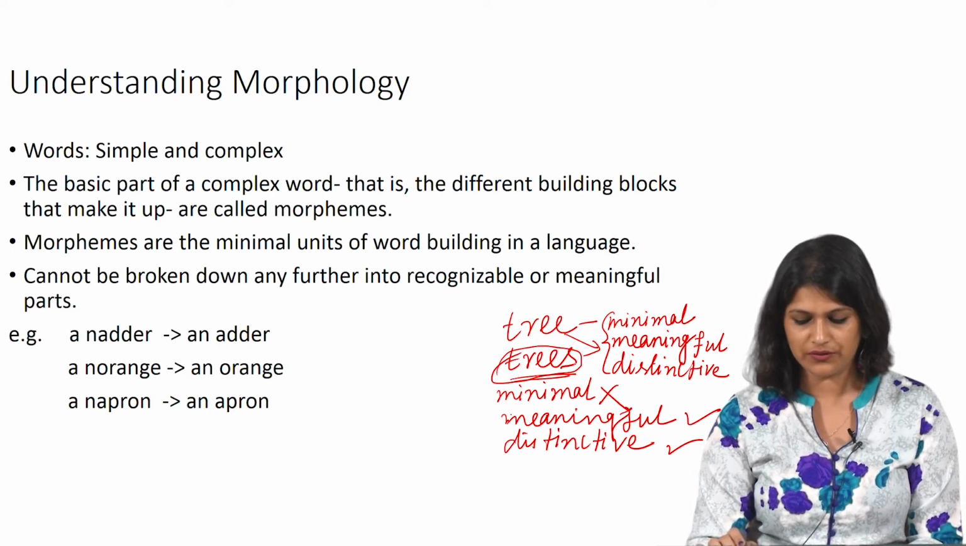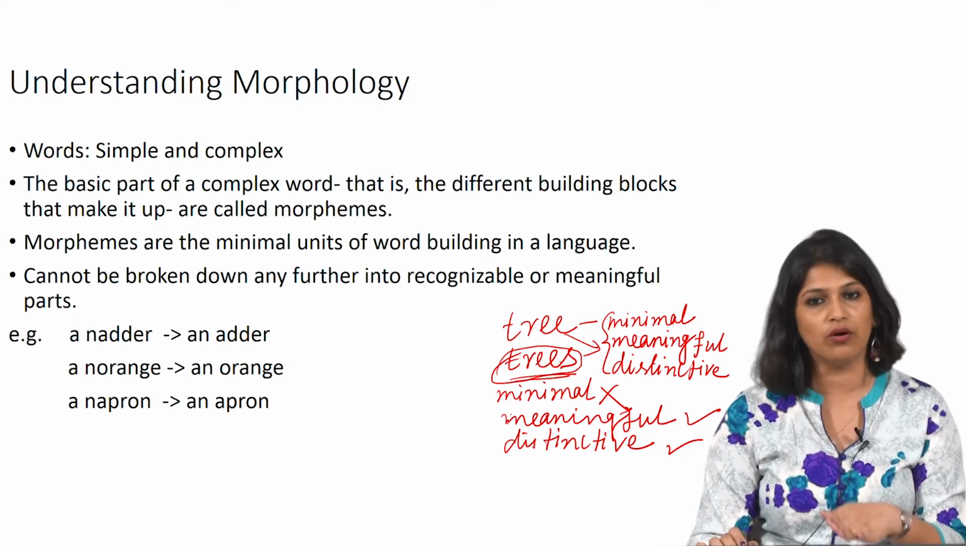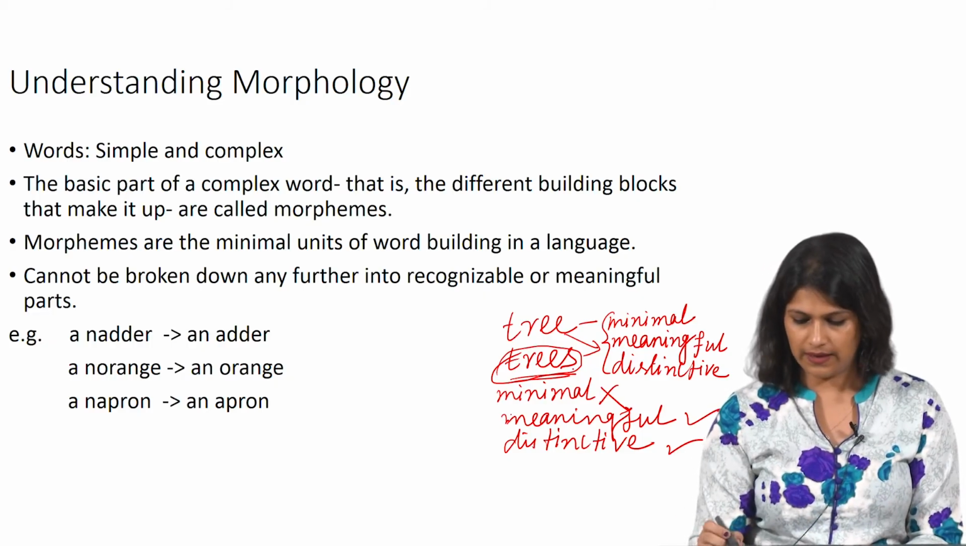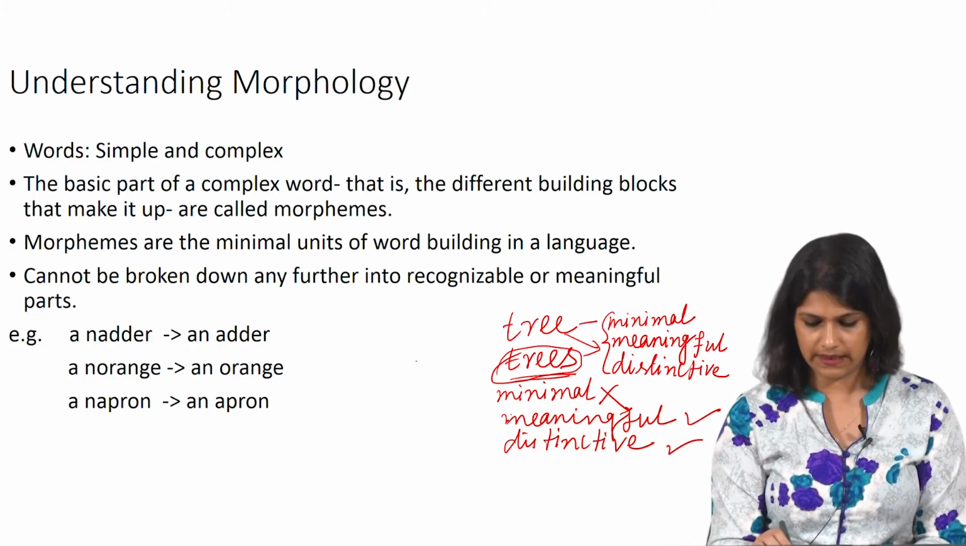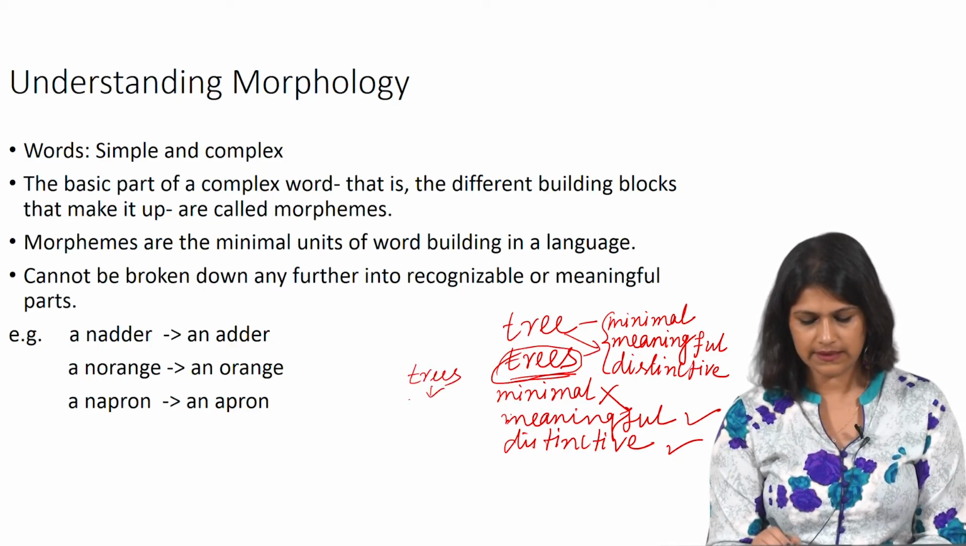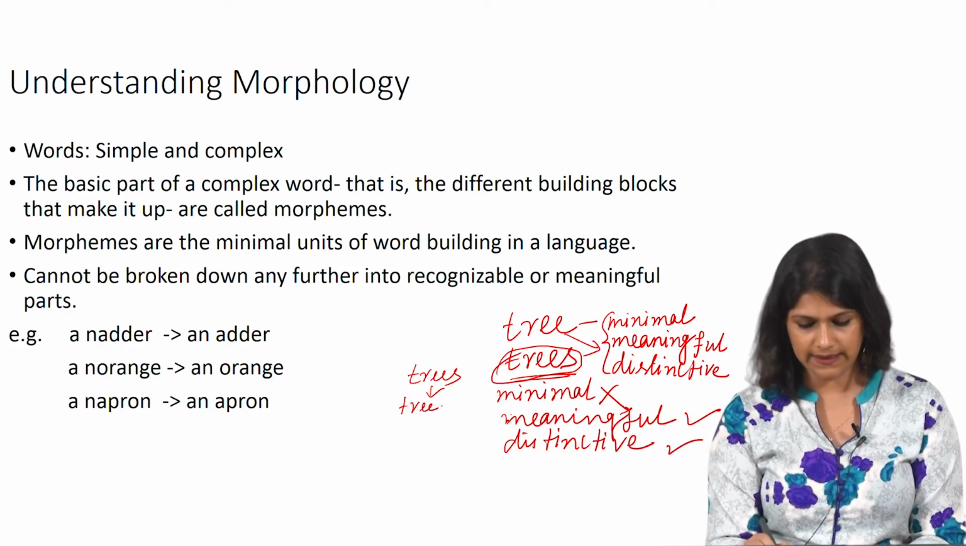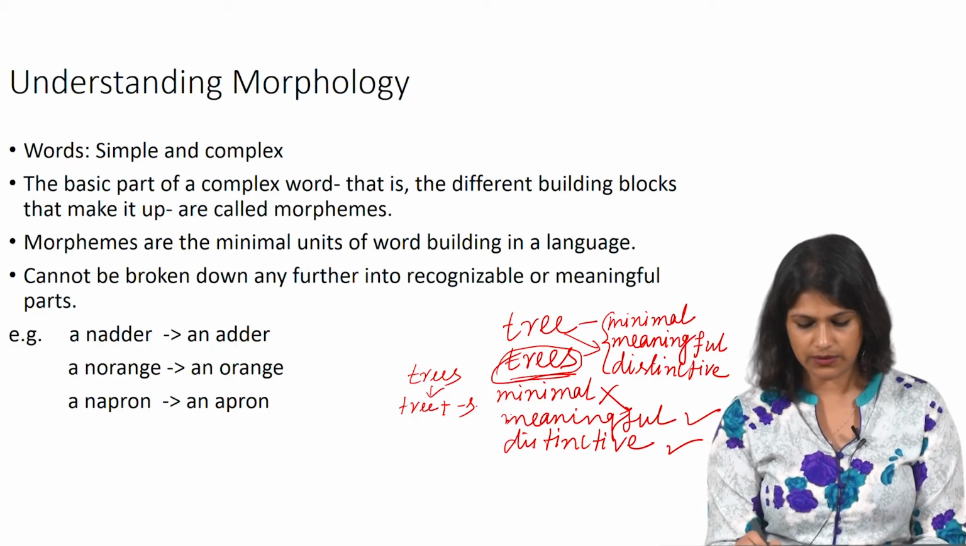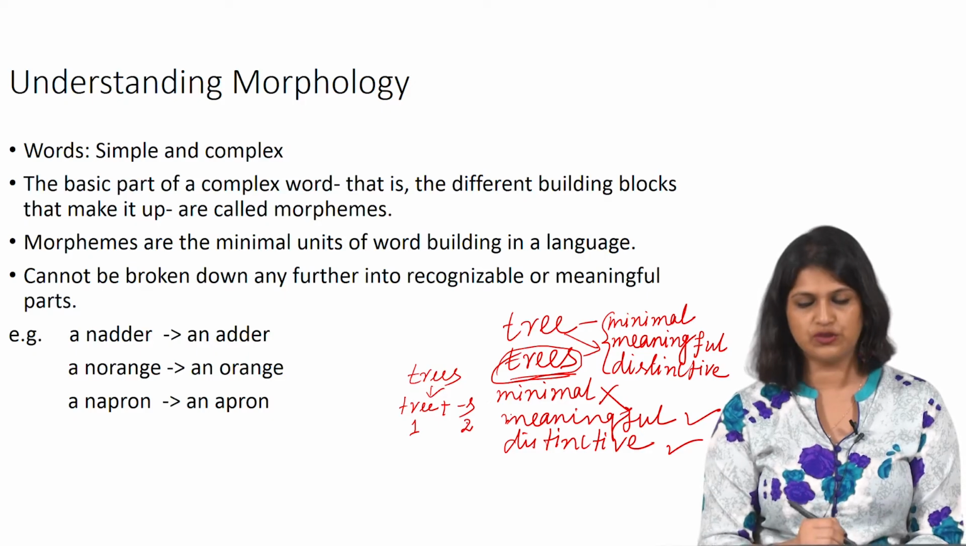So, you can't call trees one morpheme. That means there are more morphemes here. So, how to break that? Now, I'll put it over here. I am writing trees again. Let us see whether we can break it into two different parts. Yes. So, tree and S. S is going to be one morpheme. This is morpheme 1, this is morpheme 2.